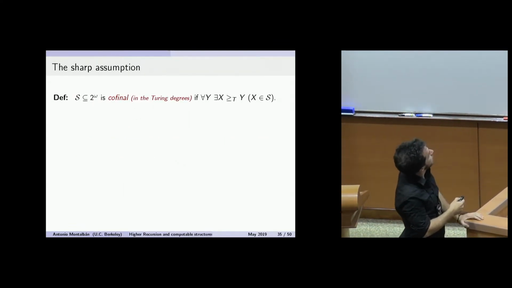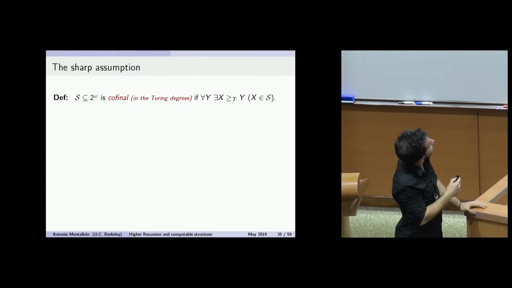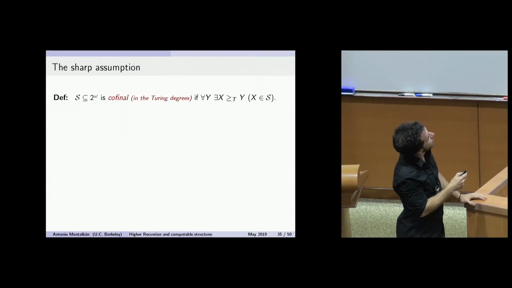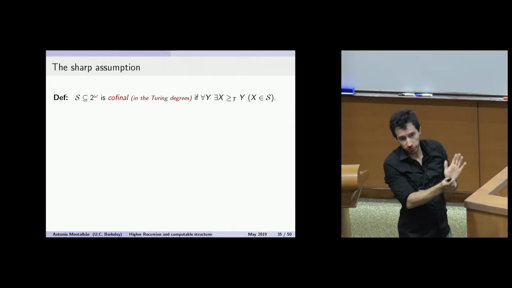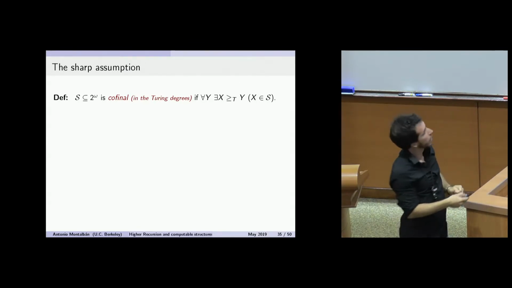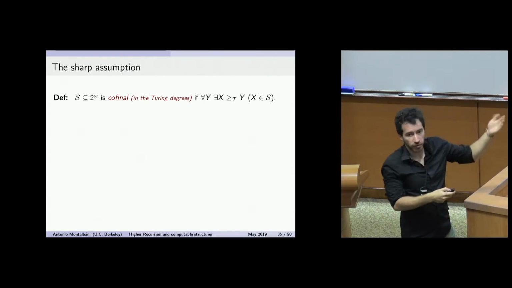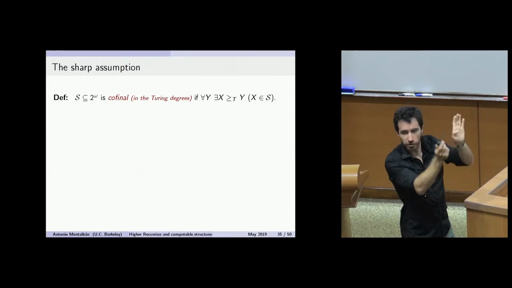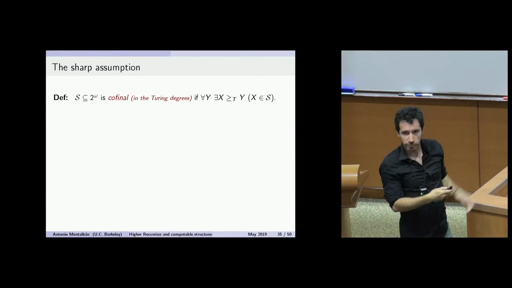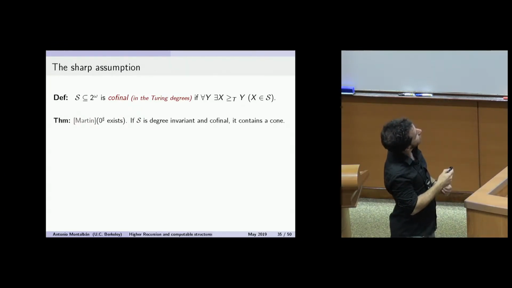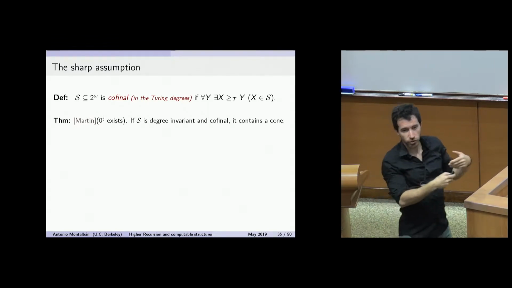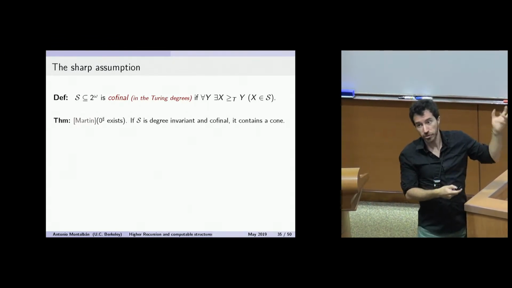Okay, so there is this definition. A set is cofinal in the Turing degrees if for every y there exists an x above it that belongs to the set. So it's cofinal in the partial ordering of the Turing degrees. It's equivalent to saying it's not disjoint from any cone. In every cone, there is a member of S. So Martin's theorem, the one that we mentioned before: if S is sigma 1 1, I forgot to say that, and degree invariant and cofinal, it must contain a cone. Because cofinal means you're not disjoint from any cone, so by Martin you have to contain a cone.